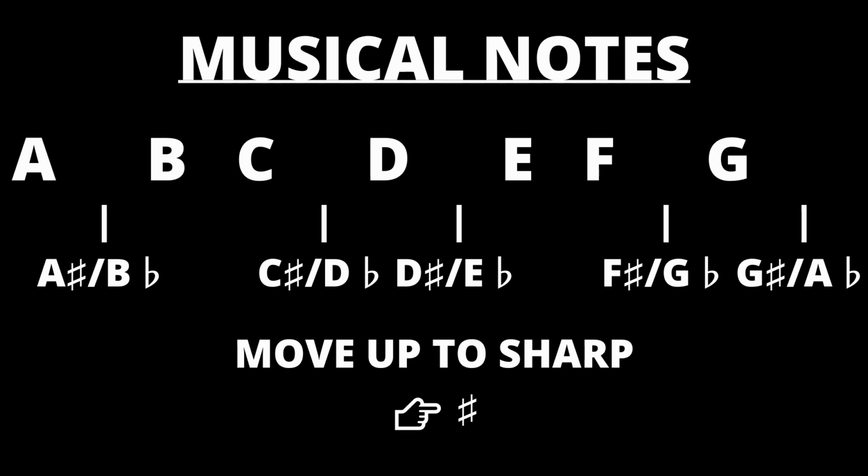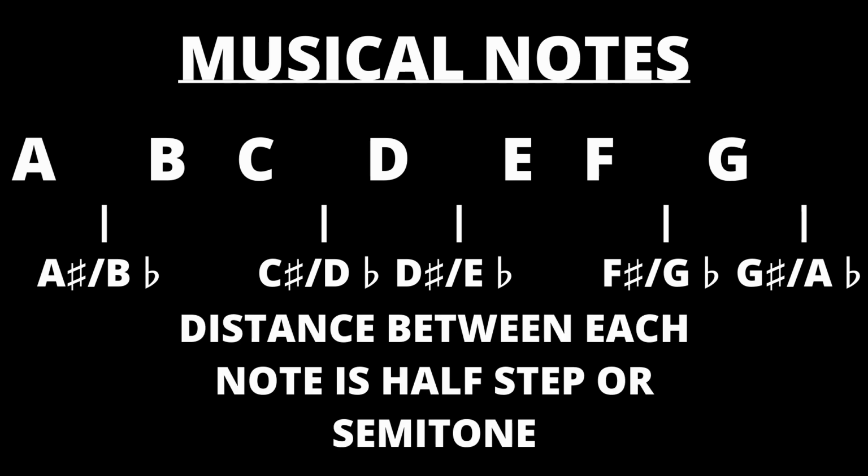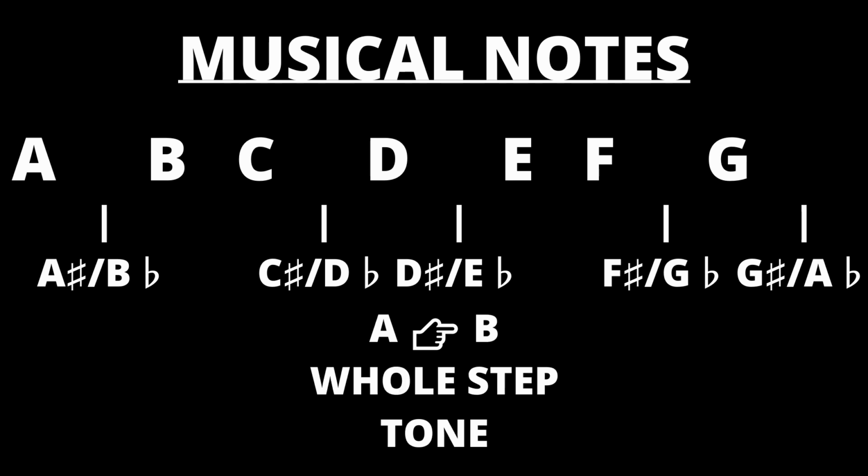Generally, we use sharp when we are moving up to a note and flat when we are moving down to a note. The distance between each of these notes is called a half step or a semitone. For example, if we move from A to A sharp, this is a distance of a half step or semitone. If we move twice this distance, then we call it a whole step or a tone. So starting again on A, if we move to B this time, it is a distance of a whole step or a tone.